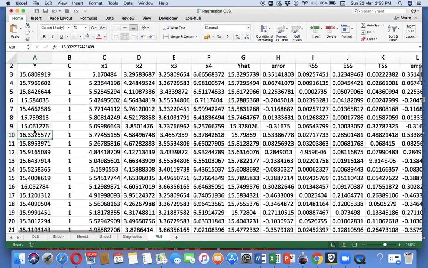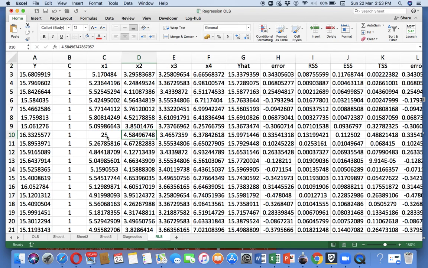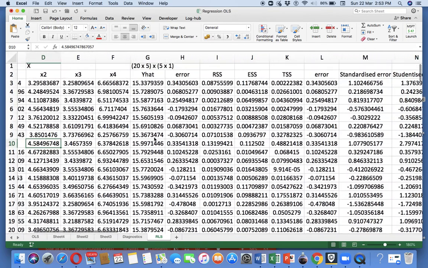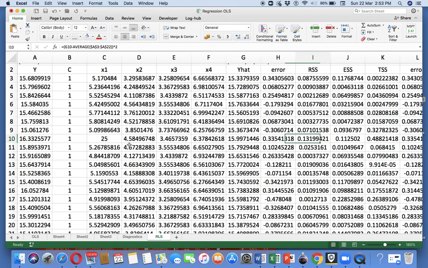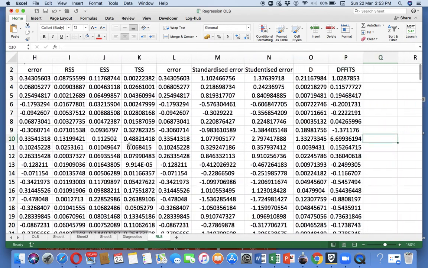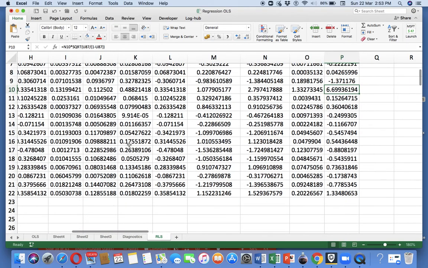Okay, the 10th observation. Now I'll make this 25. Now we are talking about the influence or the effect of changes in any one independent variable on the result. It has made a very significant difference. The DFFITS is giving us a value of 6.99, which shows that deleting that observation will have an influence on the results.